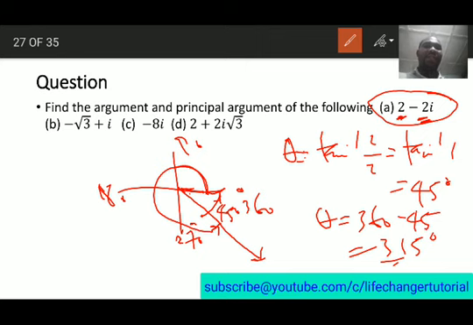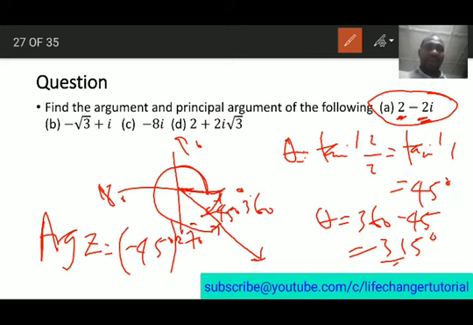So in this case, the best way is to count anti-clockwise for principal argument. So that means my principal argument, which is Arg z, will be equal to minus 45 degrees. That's the answer. Okay, so whether I use minus 45 degrees or I use 315 degrees, it's still the same thing. I will still arrive at the same answer. So that is the difference.